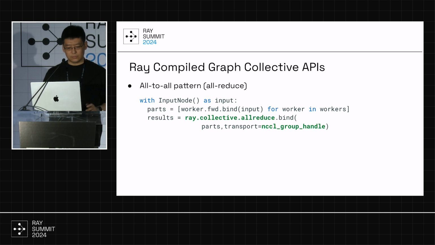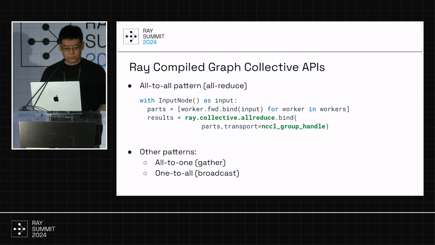Here, we also use transport equals NCCL group handle instead of just the string NCCL. This allows us to use a previously defined NCCL group for the communication instead of using the default one. We also support other patterns like all-to-one and one-to-all. They have a very similar API.